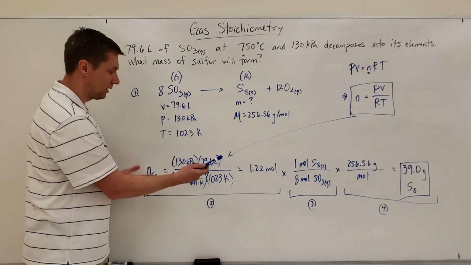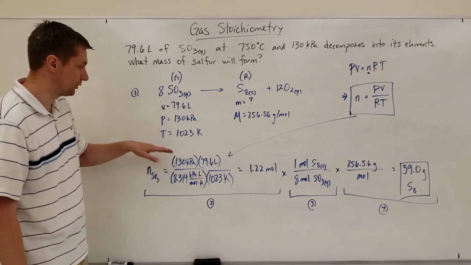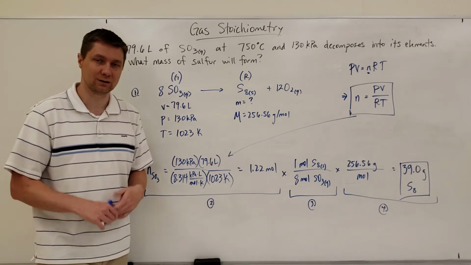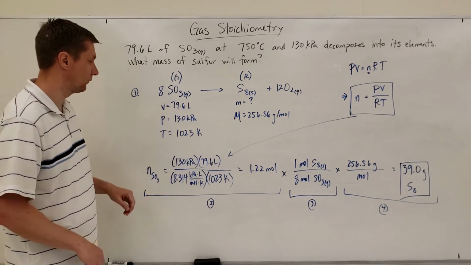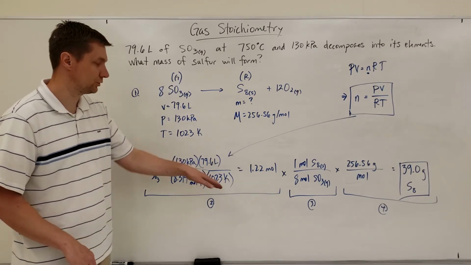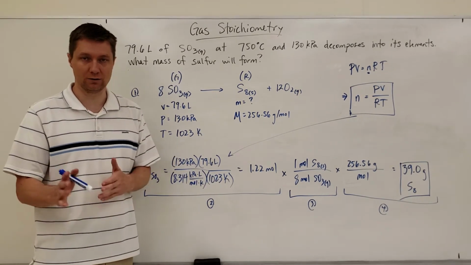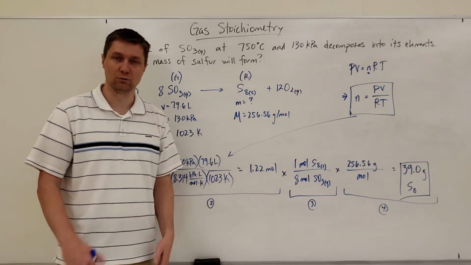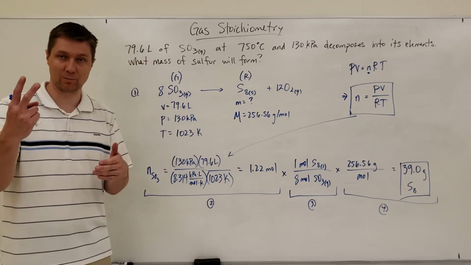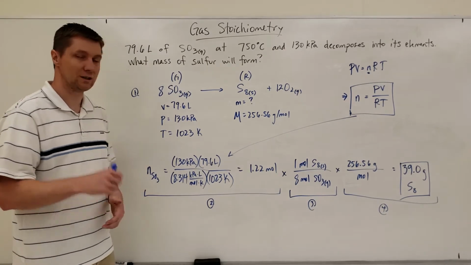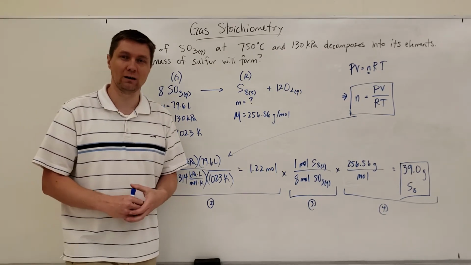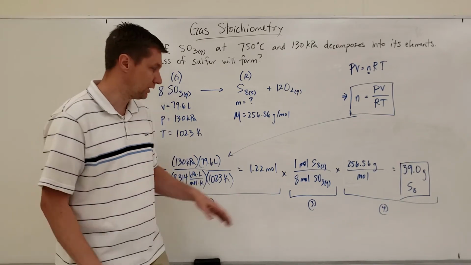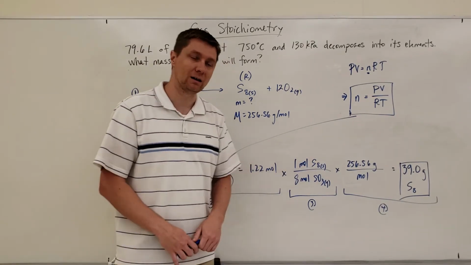Then I just plug in my numbers that I'm given here. You can see my pressure goes in, my volume goes in, my R is just the ideal gas law constant. That's in the data booklet again, 8.314, goes on the bottom. And my temperature goes in as Kelvin, not degrees Celsius. I plug this into my calculator and I get 1.22 moles of SO3. That's step number two, moles of the given. Then step number three, calculate the moles of the required, or convert the moles of the given into the moles of the required using the mole ratio. So 1 mole divided by 8 moles.